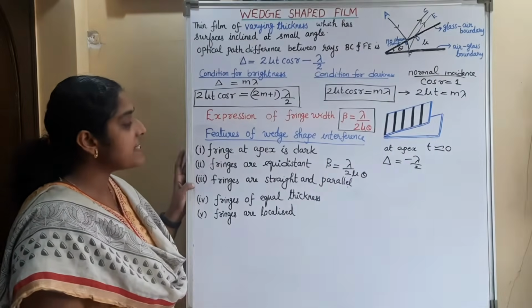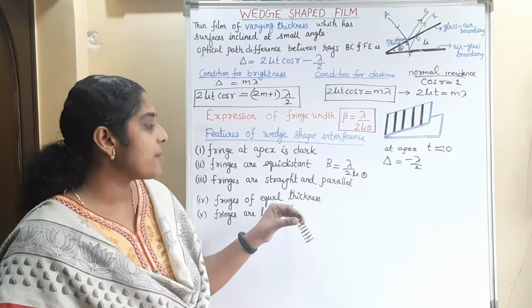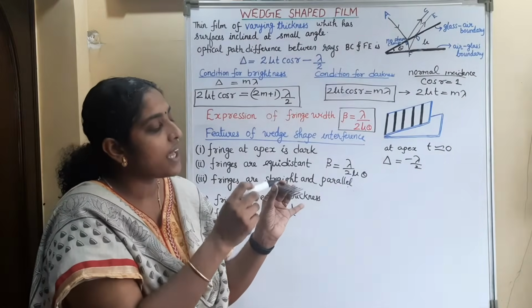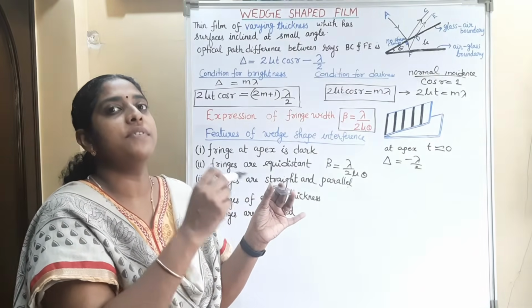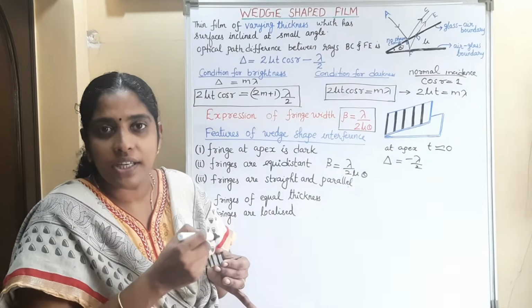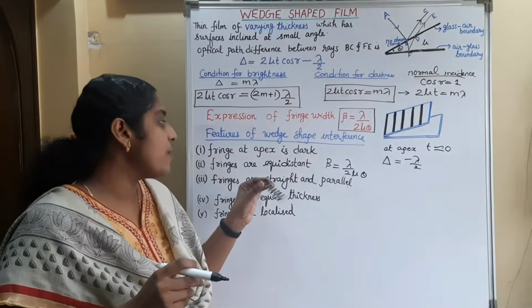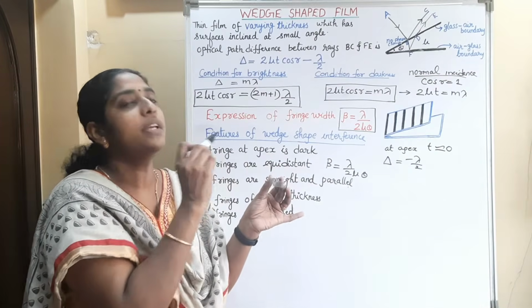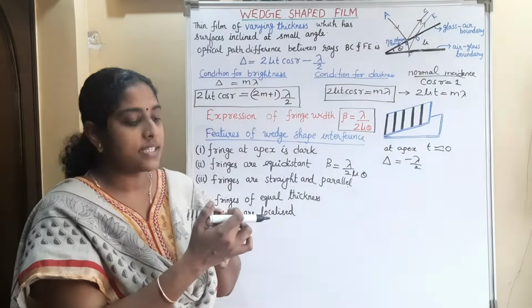And the third property is that fringes are straight and parallel. Why are the fringes straight and parallel? Because fringes are of equal thickness and they are localized. That is, if we consider the reflected light from regions of the same thickness, the locus of all points having the same thickness will come in a straight line parallel to the contact edge. So because of this straight line behavior, the fringe pattern produced is also straight and parallel in nature.